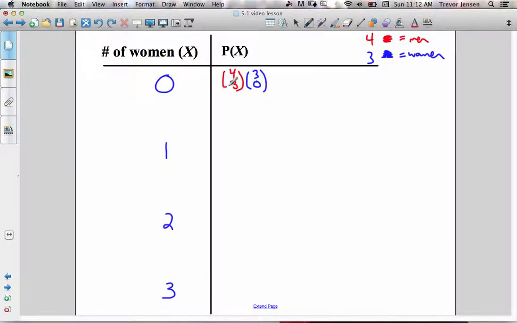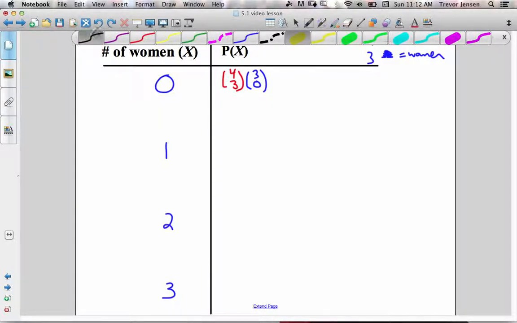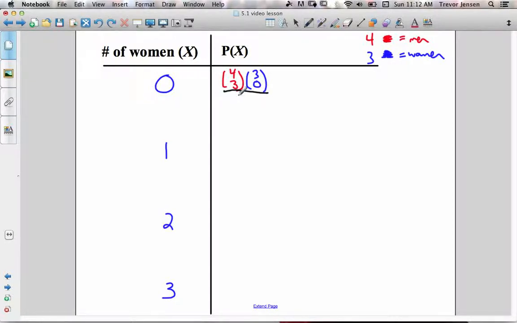So if we're making a committee that has no women, that means we're going to choose 3 of the 4 men and 0 of the 3 women. Notice I said and, 3 men and 0 women. That's why we're multiplying these together. And don't forget we're finding the probability, so we have to divide this by the total number of possible committees that could be made. And we established earlier there are 35 total committees that can be made.